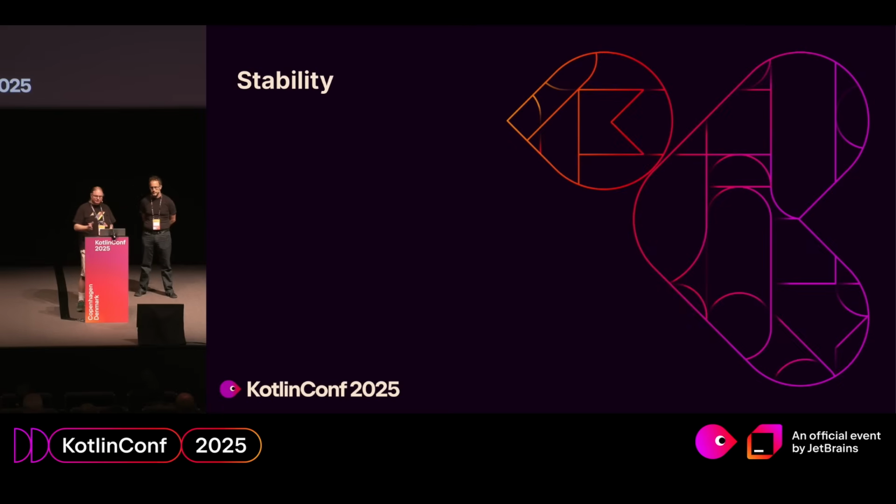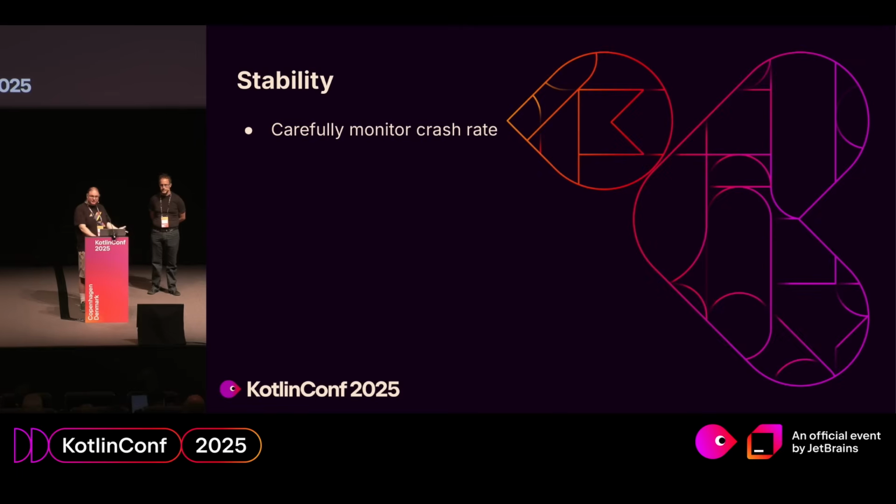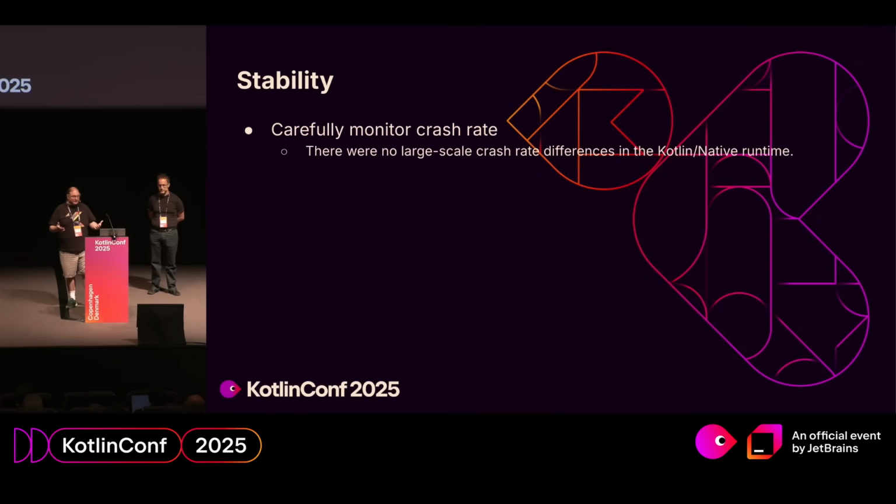So, stability. We carefully monitor the crash rate of all of our apps, and so we monitored this in the controlled experiment as well. The exciting thing is there's nothing to tell you here. There's no significant difference at large scale between the crash rate of the Kotlin Native runtime or Kotlin Native compiled code between our control and our experiment.